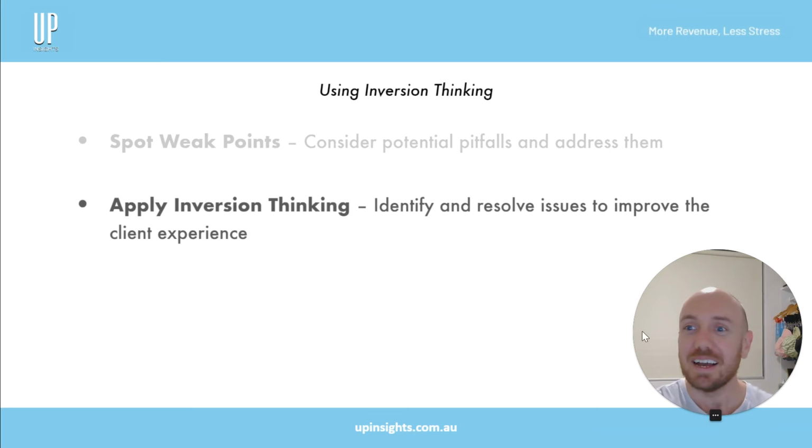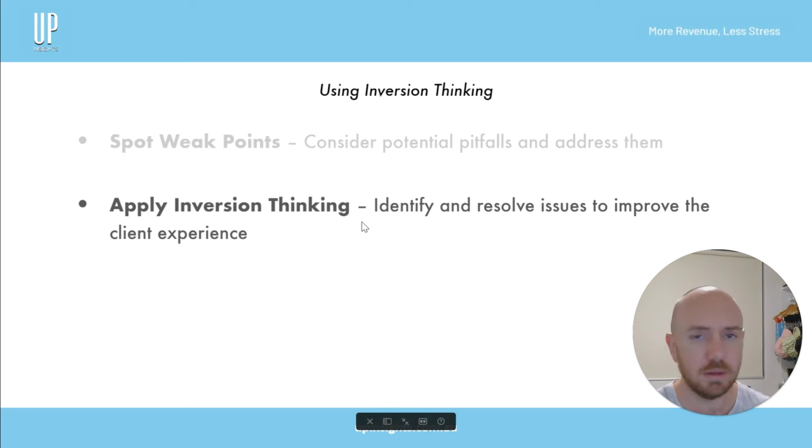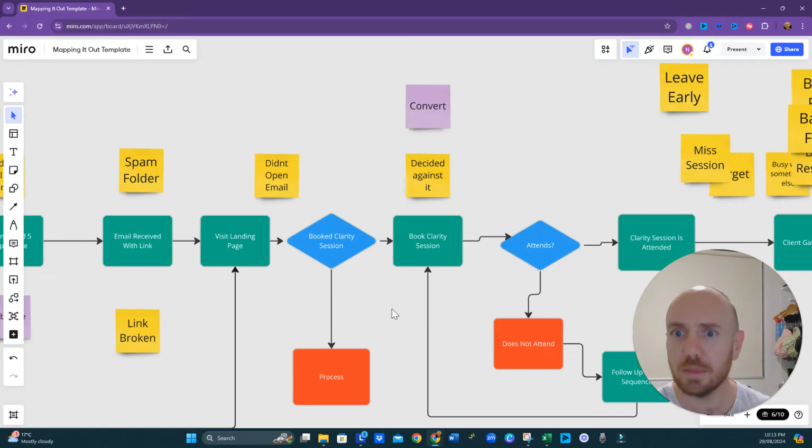Anyway, apply inversion thinking. So identify and resolve issues to improve the client experience. So we've been doing that. We go through and we think, what can go wrong? How can we make the worst client experience possible? That's something we didn't touch on too much, but it's how can we make it difficult? How can we make it complicated? How can we make it painful for them? And the reason, again, that we think of all that is because when we come through that on the other side and invert it, then we come up with how we can make it good. So let's go back. I want to dive into this a little bit deeper.